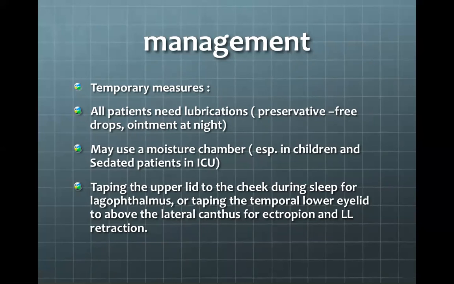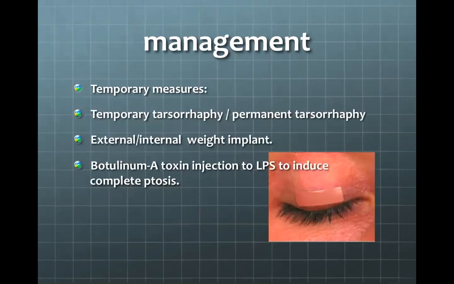And these measures are used if there is only mild to moderate involvement of the cornea. If there is severe involvement of the cornea, with even maybe corneal epithelial defects and ulcers, you can go directly to more aggressive management, directly to temporary tarsorrhaphy or permanent tarsorrhaphy. You can use external or even internal weight implants.